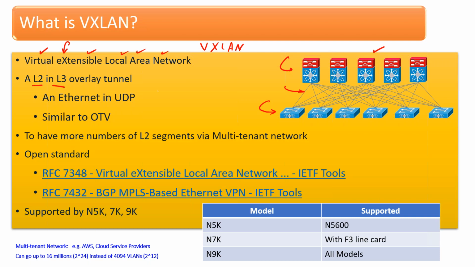We also call it Ethernet in a UDP header. Now, why do we call it Ethernet in UDP? I will show you the frame format there. From the frame format, you yourself will say, oh, we are encapsulating our original Ethernet packet with the UDP header. My dear friends, this particular protocol, User Datagram Protocol, we know very well.